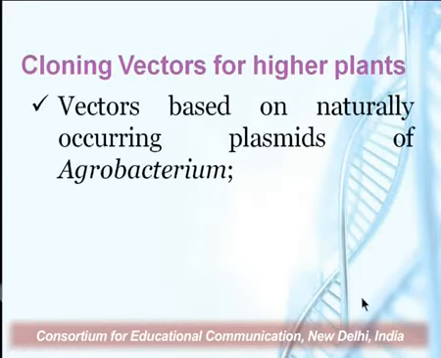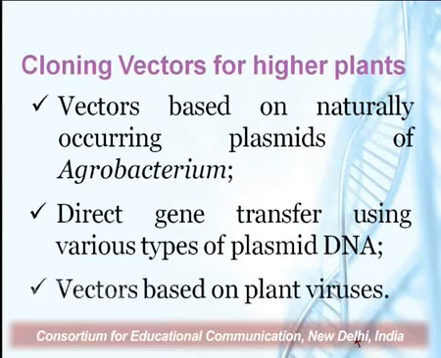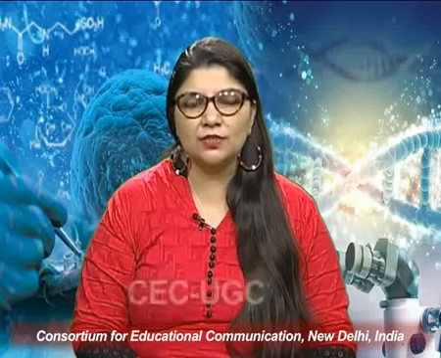Cloning vectors for higher plants are based on naturally occurring plasmids of Agrobacterium. There are no naturally occurring plasmids that have been found from plants, but the plant-associated microbe Agrobacterium tumefaciens, which we will talk about, has a naturally occurring plasmid whose vectors are used to introduce foreign DNA into higher plants. There is also direct gene transfer using various types of plasmid DNA, and vectors based on plant viruses. So we will talk about different cloning vectors under these heads. We will start with the Ti plasmid of Agrobacterium tumefaciens.